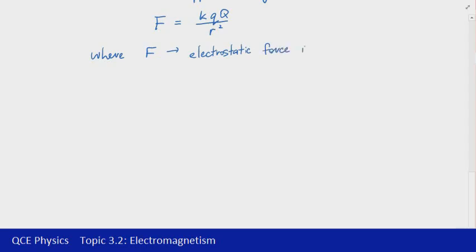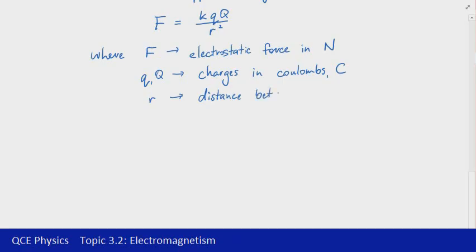And the values of q and capital Q are the charges in coulombs. So charge is measured in the units of coulombs. Now usually the charges that we'll deal with will be microcoulombs, so 1 coulomb is a very large amount of charge, so quite often it'll be micro or even picocoulombs. And then r is the distance between the charges, and that will be in meters.